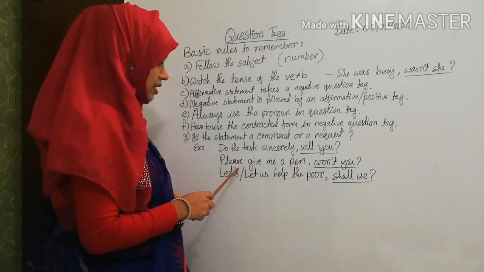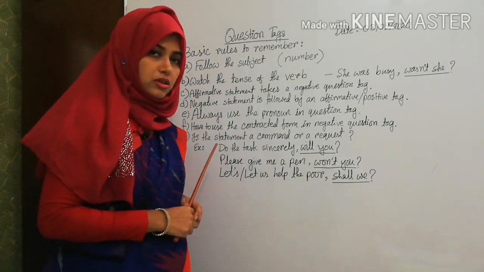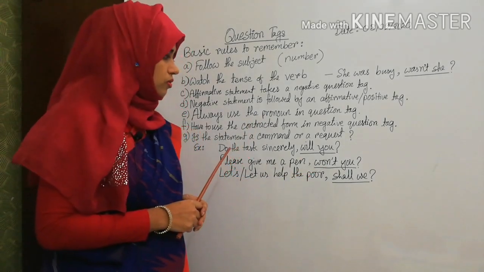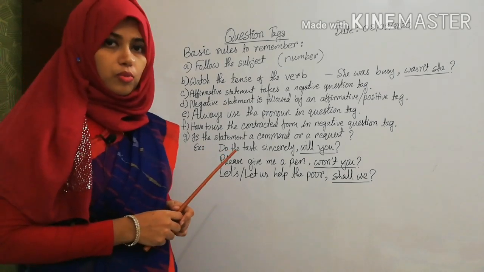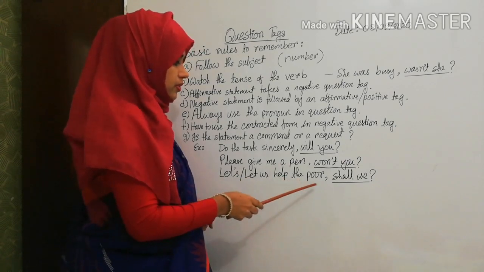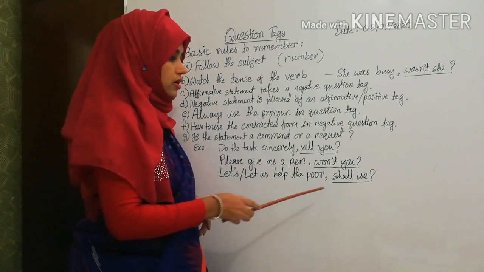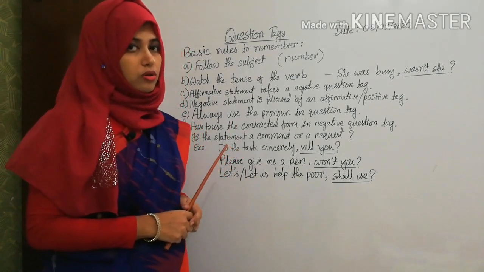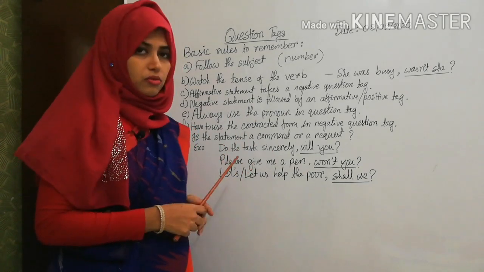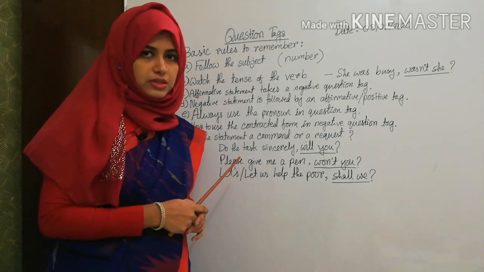Okay. Next one is please give me a pen. This is a kind of request. So, in case of request you have to use won't you. This is a polite expression. So, we have to use won't you in case of polite expression or request. Next is let's or let us help the poor, shall we? So, in case of let us or let's, we have to use shall we. We do not need to see the tense of the sentence or the verb form of the sentence, nothing. We have to just use shall we. Okay. These are the exceptions for imperative sentence.